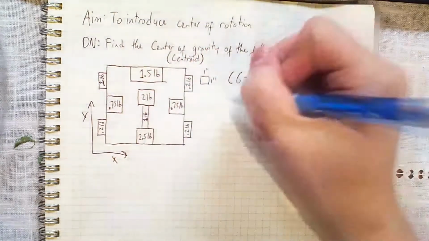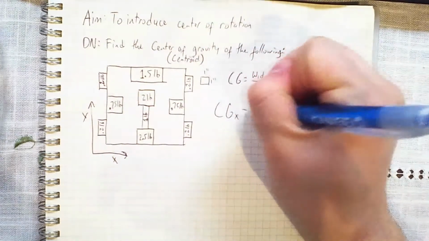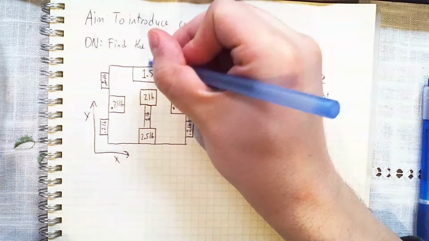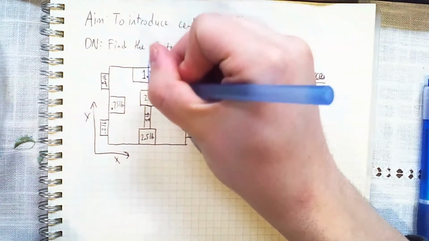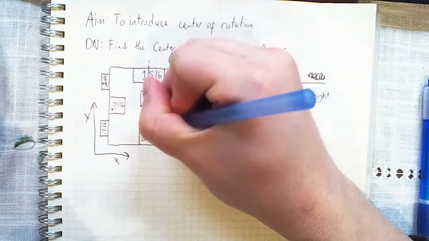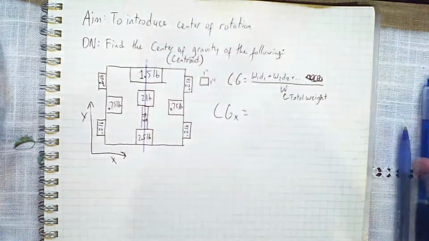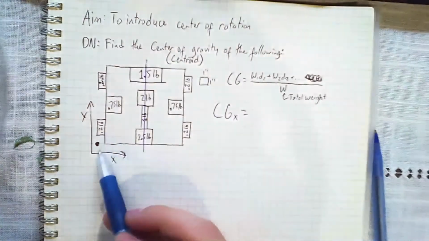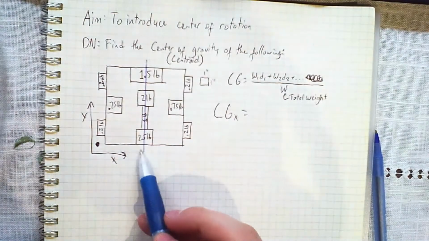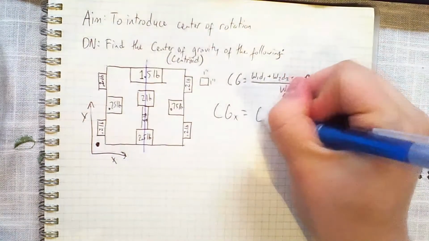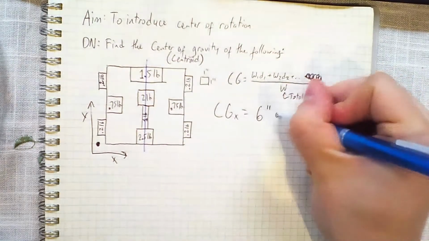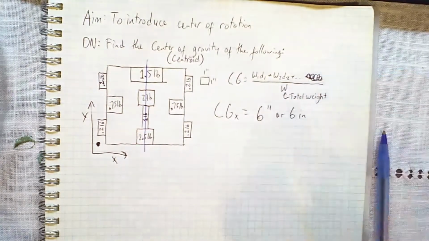All of these objects are smack in the middle of this object. So our center of gravity in the x direction is just going to be halfway along this object, here in the center. So if our starting point is right here, that distance would be 1, 2, 3, 4, 5, 6 inches. Either way is fine.